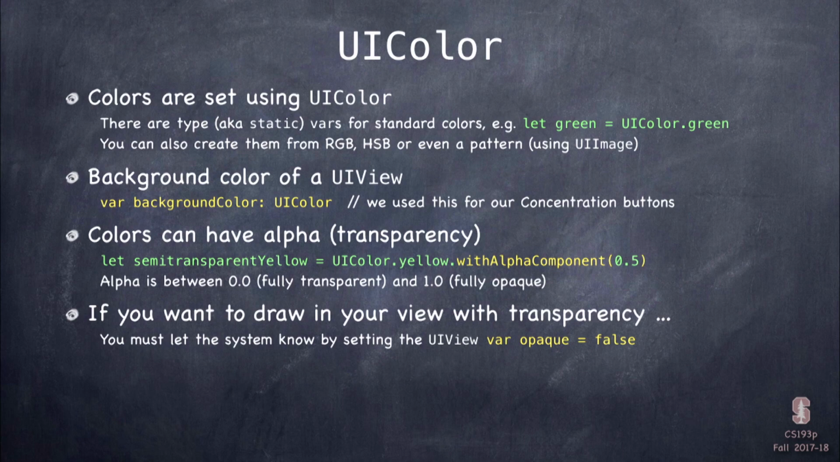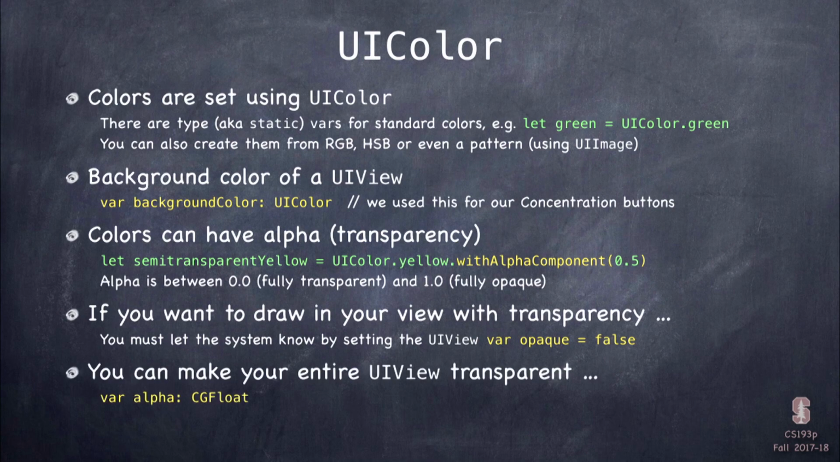And you can do this in Interface Builder. You can click on the view, and one of the things in the inspector over there is whether it's opaque, and just turn that off. By the way, you can make your entire view transparent if you want by setting its alpha. So views have alpha. That means all your drawing in there will be somewhat transparent. That's kind of a cool feature.